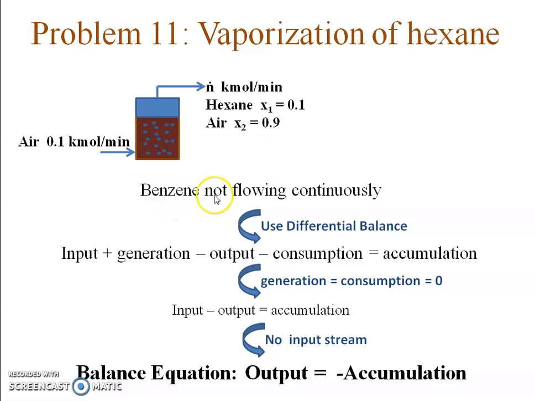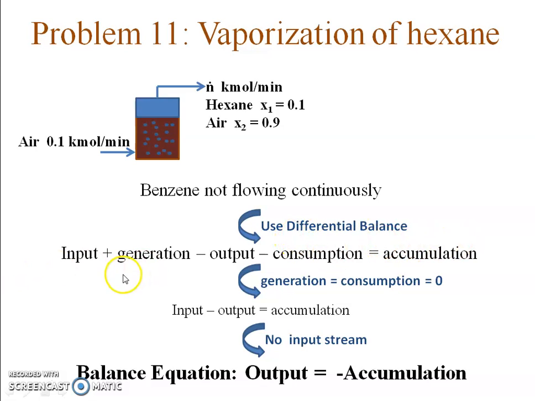Okay, so hexane is not flowing continuously out of the reactor. We will still use a differential balance, even though it says use integral balance. We will write a differential balance and then integrate it. That's how we were doing unsteady state problems. Since your hexane is continuously evaporating, this is an unsteady state problem, right? So I am going to treat it as an unsteady state problem and use a differential balance.